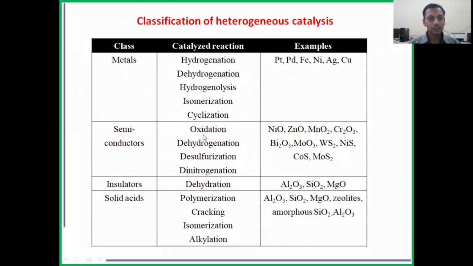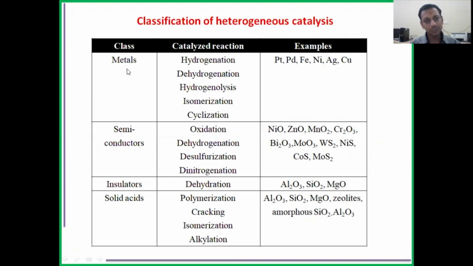So here you can see metals, semiconductors, insulators, solid acids are different classes of catalysts. Examples in metals are platinum, palladium, iron, nickel, silver, copper. Oxides you can use as a catalyst. Insulators you can also use as a catalyst. Solid acids, silica mostly, you can use as a catalyst. Clays are a very good example of aluminosilicate ceramic material. So that can also be used as a catalyst support or the catalyst itself.